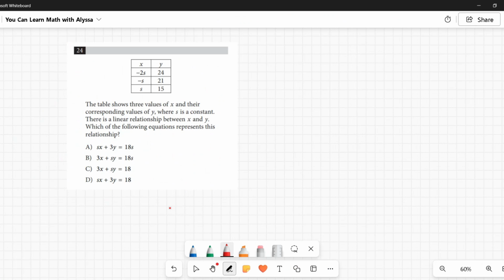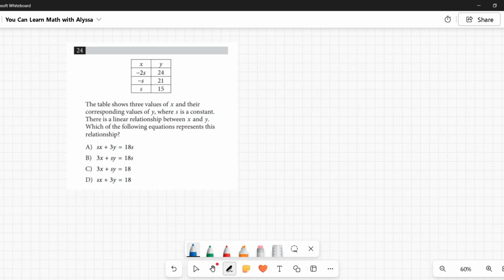Number 24. I have a table, x and y, with x being negative 2s and y 24, x is negative s and y is 21, and x is s and y is 15. The table shows three values of x and their corresponding values of y, where s is a constant. There's a linear relationship between x and y. Which of the following equations represents this relationship?